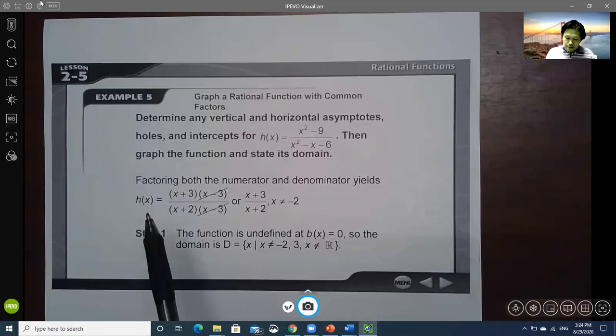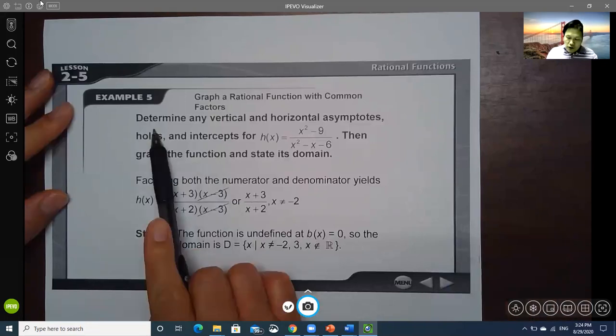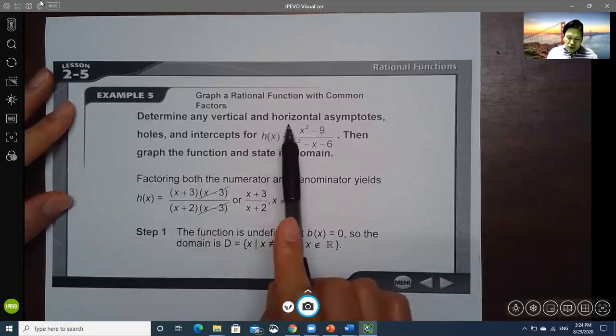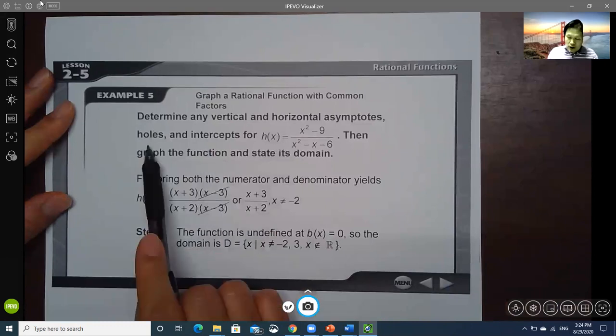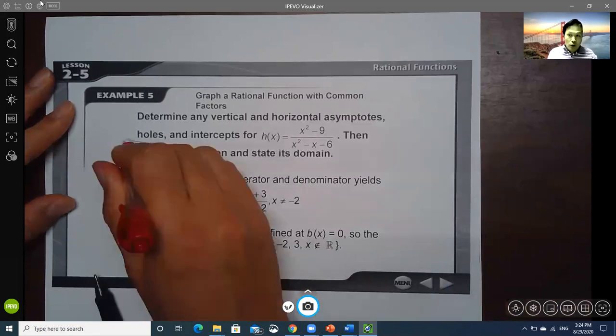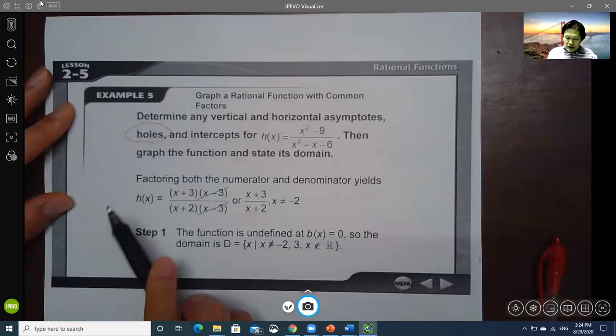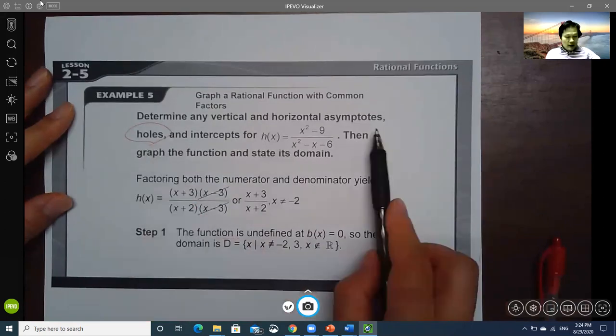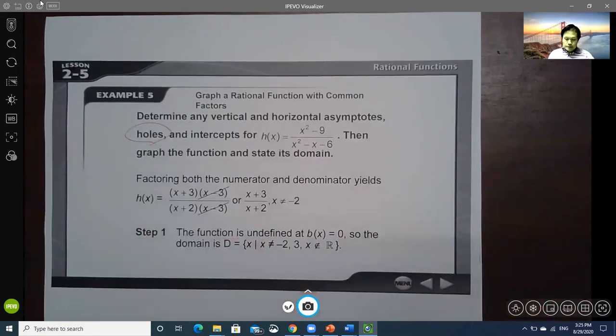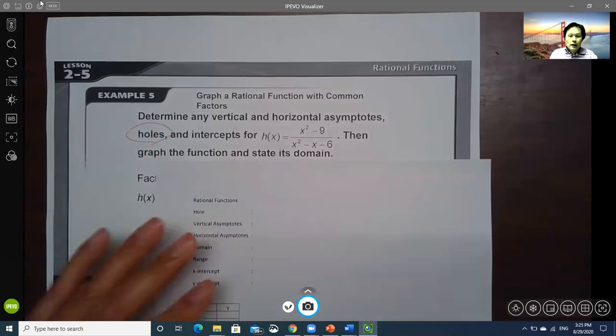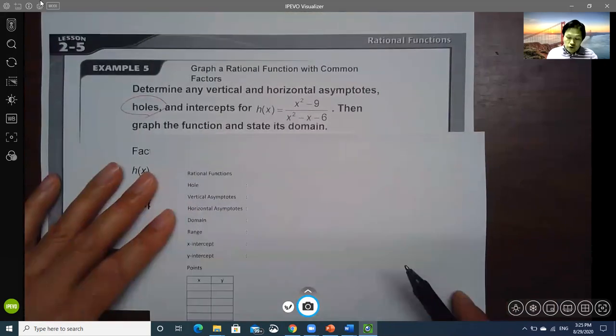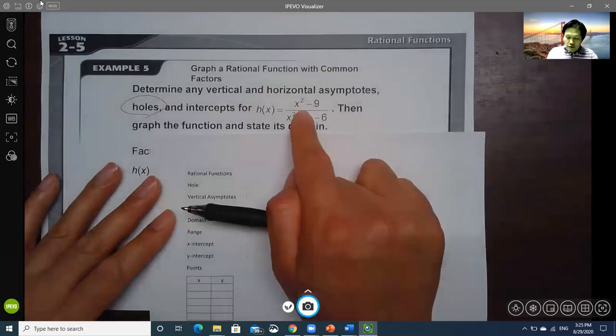Example 5. Determine the vertical asymptote, horizontal asymptote, and holes. We haven't dealt with the holes yet. Find the hole, intercepts, then graph it. So the first thing you have to do is factor the numerator and factor the denominator.